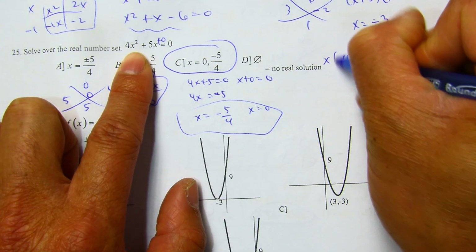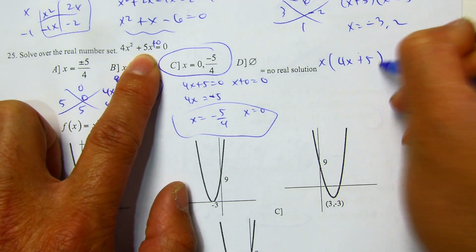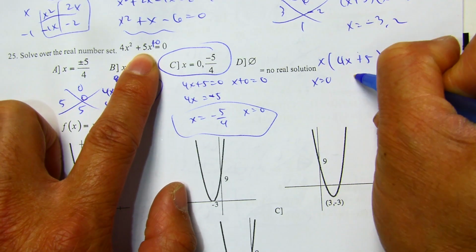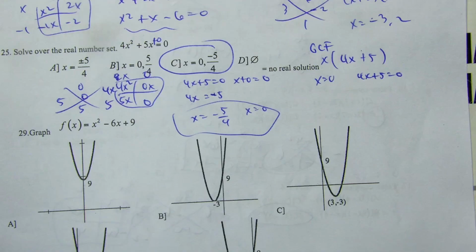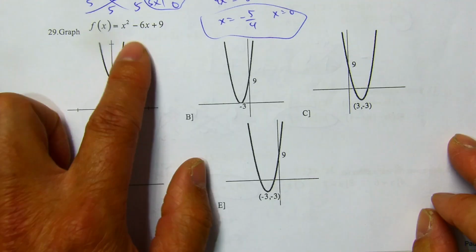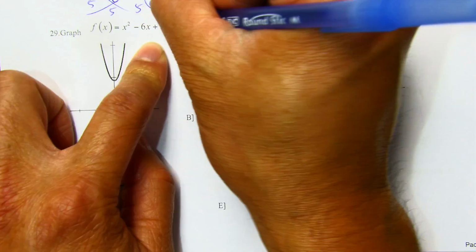Here it is with just the greatest common factor. Greatest common factor of just an x, and then you can set them equal to 0 and solve and find the answer faster. Alright, let's go ahead and graph this one.